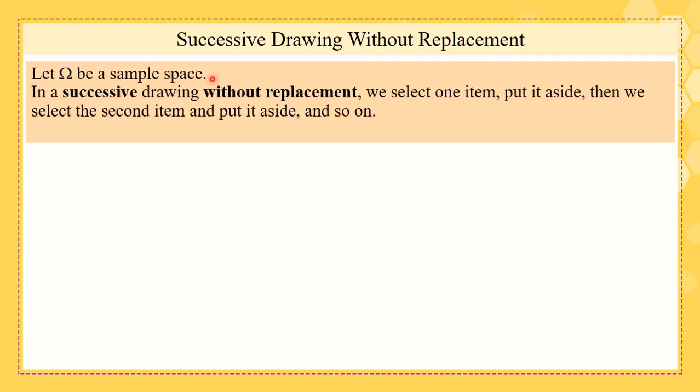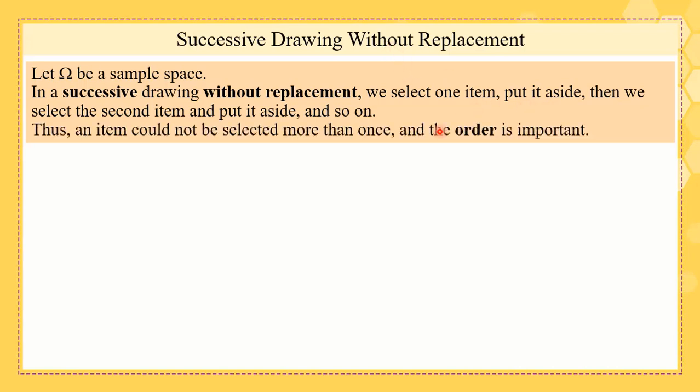Omega is a sample space. In a successive drawing without replacement, we select one item, we put it aside, then we select the second item, we put it aside, we select the third item, we put it aside, and so on. That's why it's called without replacement. So, in successive drawing without replacement, an item cannot be selected more than once, and the order is important.